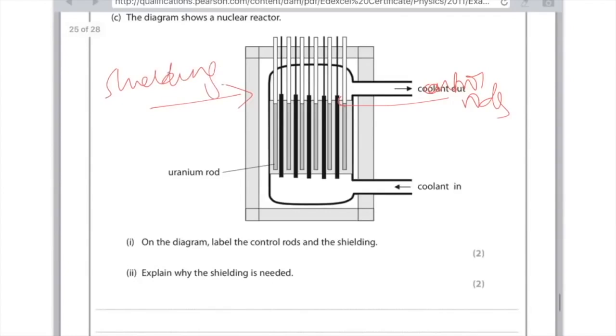Explain why shielding is needed. You need to talk about the fact here that the reactor material or the waste is radioactive, and then for the second mark, that can lead to cancer, which is very dangerous. So that's why you obviously need to shield it and keep it away from people.